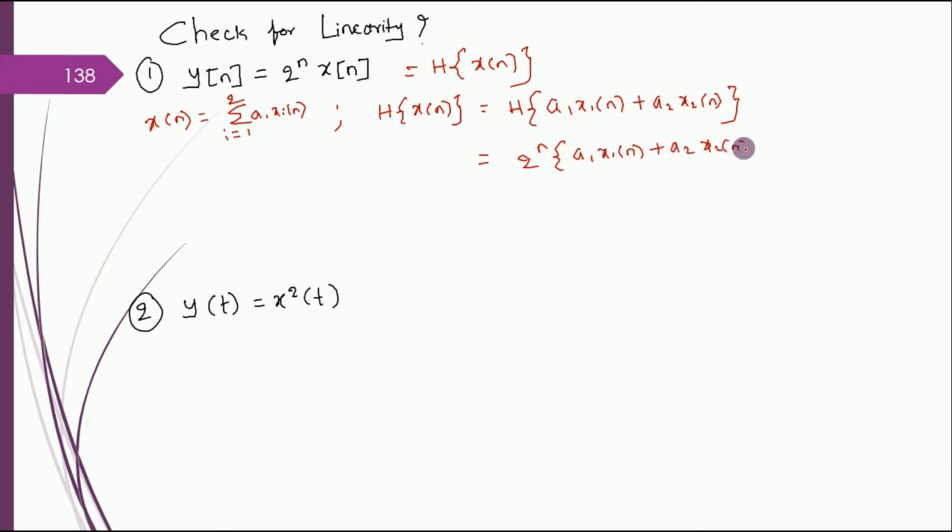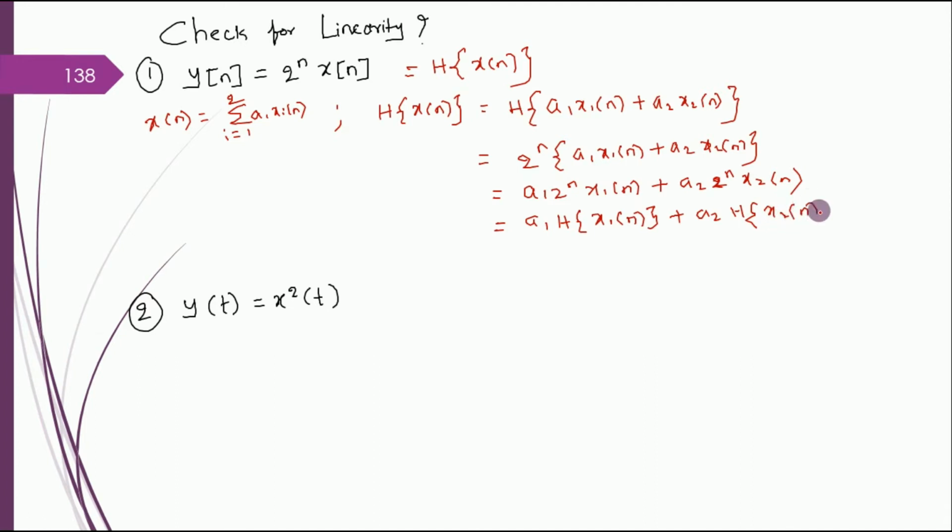a2 of x2 of n. So what do you get? You get a1 2 raised to n x1 of n, a2 2 raised to n x2 of n. This can also be written as a1 h of x1 of n, a2 h of x2 of n. So separately I can write a1, this is y1 of n, plus a2, this is y2 of n. Very simple, right? This is the superposition and homogeneity principle. Hence the system is linear.